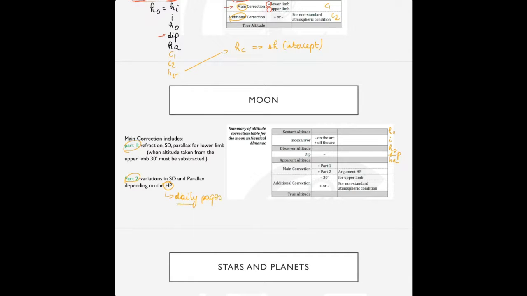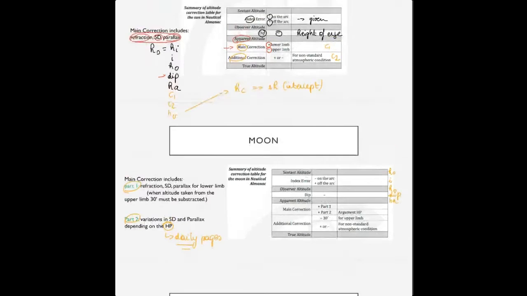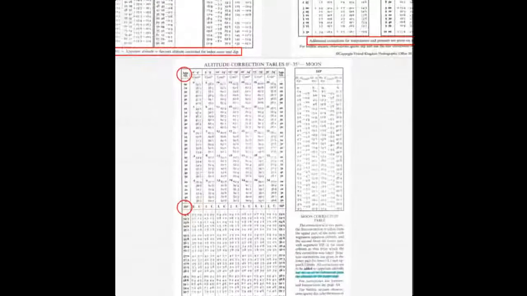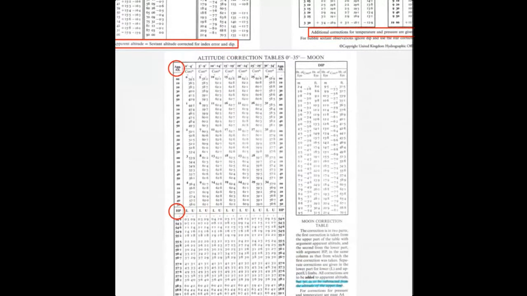Well, I already explained this to you before. The horizontal parallax appears on the daily pages of the Nautical Almanac next to the GHA, the declination, the correction, and next to that you can find the horizontal parallax. Now I will show you the table for altitude corrections that you should use for the moon. This is that one here. It can be found at the back side of the Nautical Almanac, but also on the yellow pages.